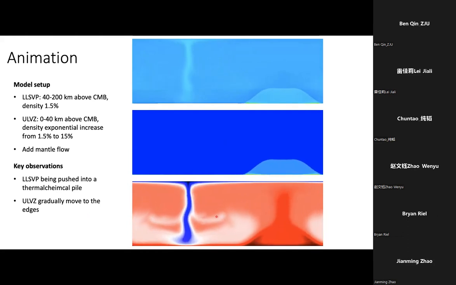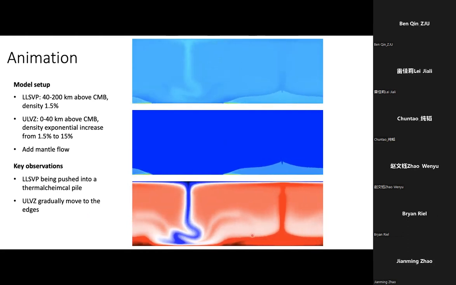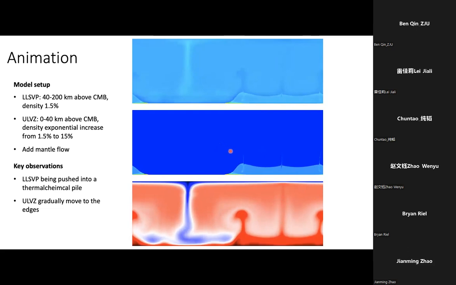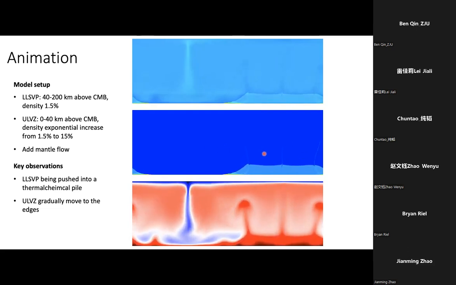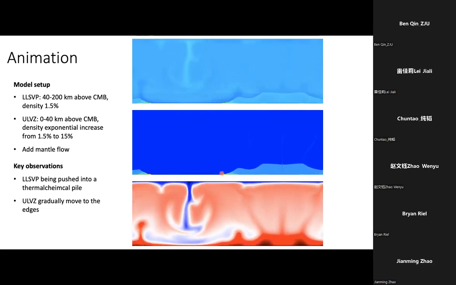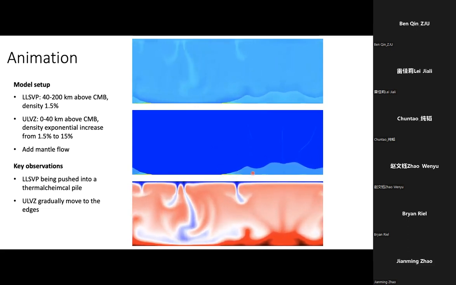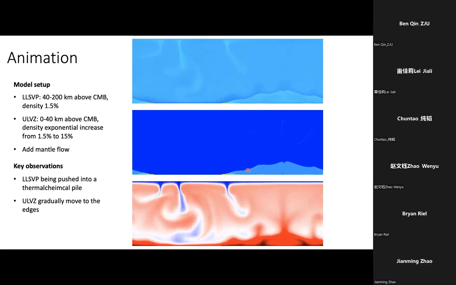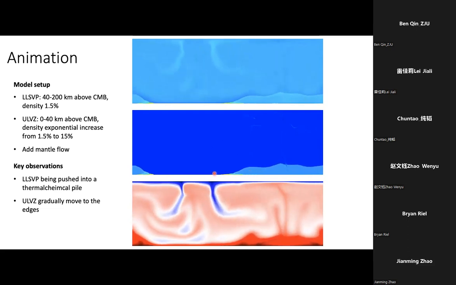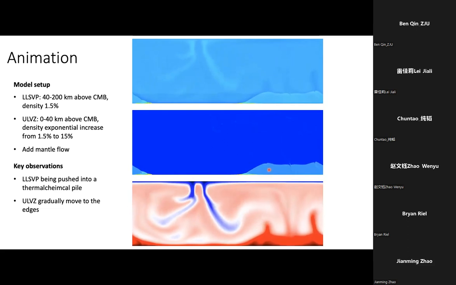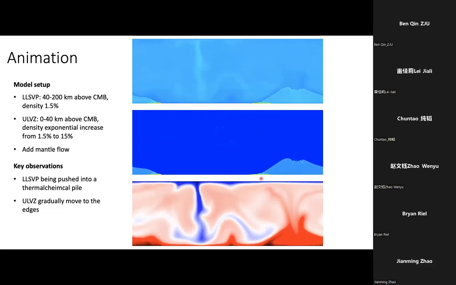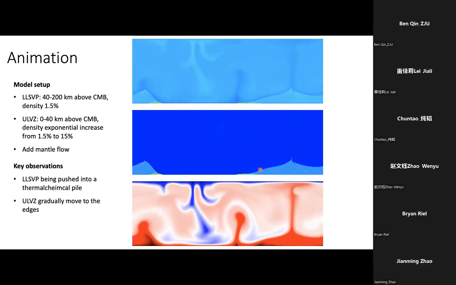So you have the mantle convection, and then you have this large pile of LLSVP. I think this is the temperature field, and this is the residual buoyancy, which is an indicator of the density field. Then you have the formation of the ULVZ, and it's pushed by the mantle flow to the edge of the LLSVP. Then it remains stable for a long time, and it forms this triangular shape at the edge of the LLSVP.